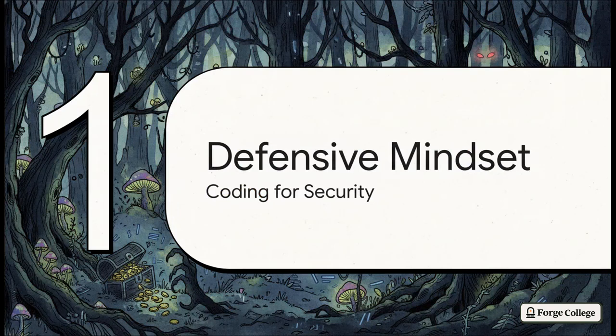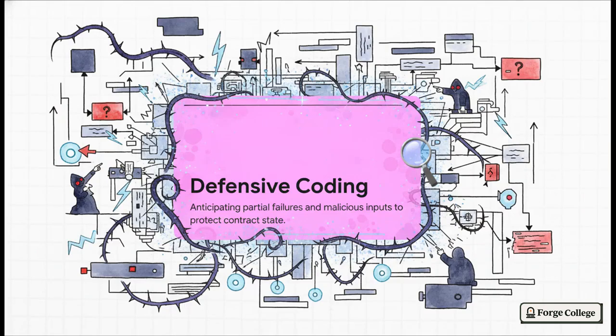All right, Section 1. The defensive coding mindset. Before we write a single line of code, we really have to understand our environment. The smart contract ecosystem is not some friendly, controlled sandbox. It is a dark forest, and a lazy coder's assumptions will absolutely get their vault drained. We have to draft our blueprints assuming that everything outside our immediate control is actively trying to break it. We have to anticipate partial failures.